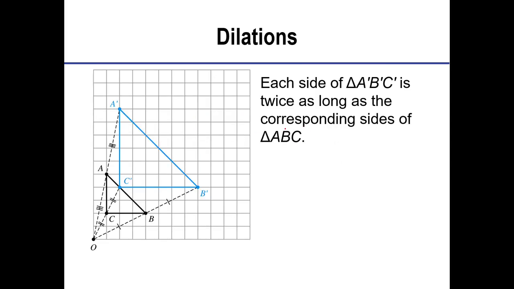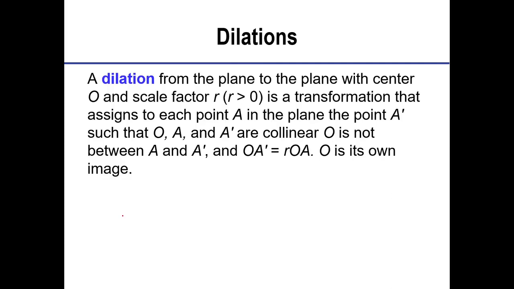Let's look at an example of a dilation. Each side of triangle A'B'C' is twice as long as the corresponding sides of triangle ABC. You can see here that the segment OB is congruent to the segment BB', and the segment OC is congruent to the segment CC', and OA and AA' are also congruent, so we have a scale factor of 2.